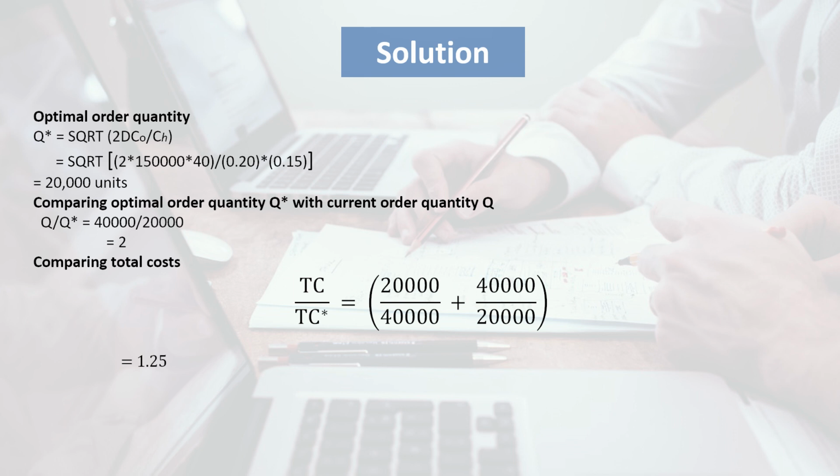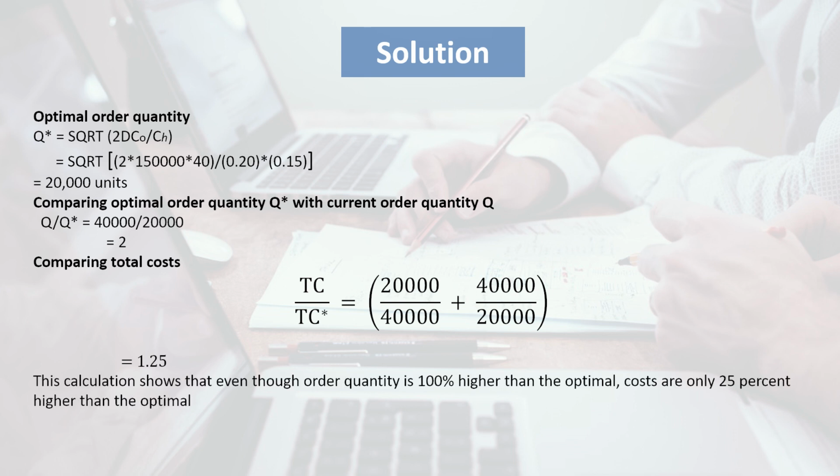So what does it mean? Even if you are changing the order quantity by 2 times, the impact on the cost is just 1.25 times. It shows that even though the order quantity is 100% higher than the optimal, costs are only 25% higher than the optimal. Now this is one situation.